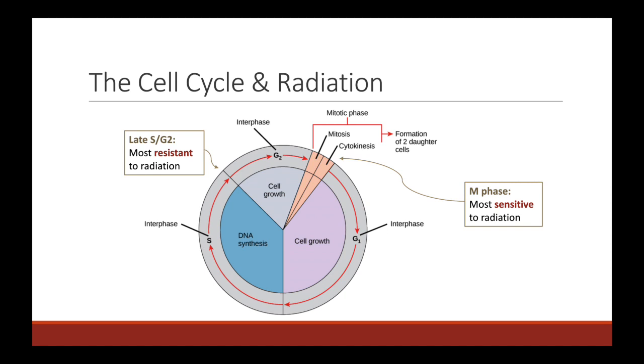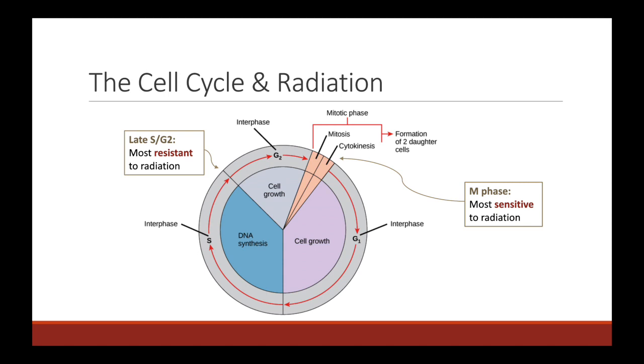Now, one thing to keep in mind is that the cell has a different susceptibility to radiation depending on where in the cell cycle it is. So if you recall, the cell cycle has the G1 interphase stage, then we have the S phase where DNA synthesis happens, and then we have the G2 phase where we're getting ready for cell division, and then we have mitosis and cytokinesis.